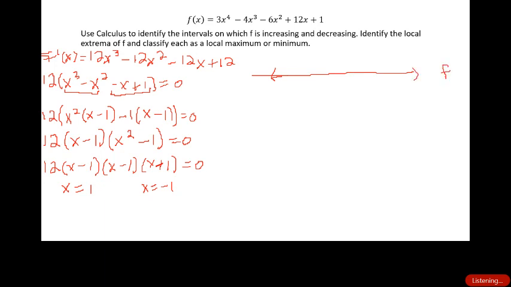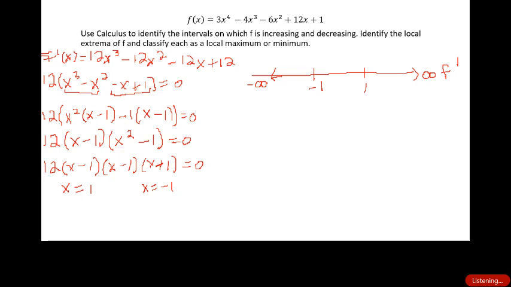So this number line is going to represent the first derivative with positive infinity on this side and negative infinity on this side. Then I'm going to put my 2 critical points on my number line. So I have negative 1 there and positive 1 there. And I'm going to pick test points in each of these intervals, and I'm going to see whether the first derivative is positive or negative at these test points. Don't pick negative 1 and 1. That'll just give you 0.